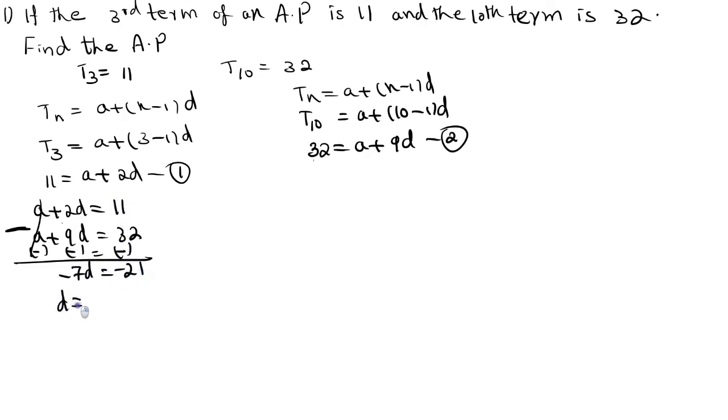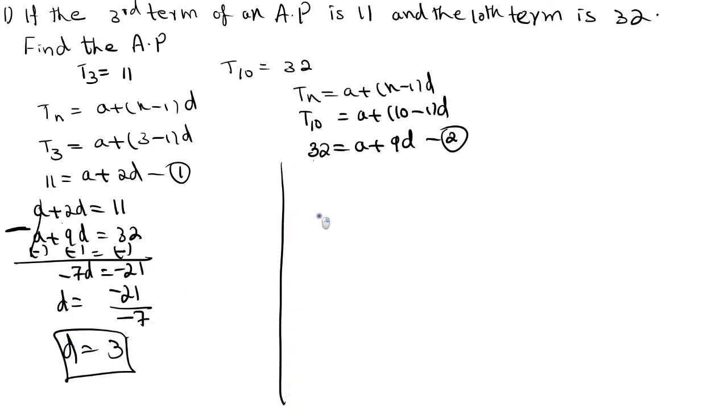What is the d value then? D value is equal to minus 21 by minus 7. So d value, we have 7 threes are 21. So d value is equal to 3. But we need to calculate a value also, right? Substitute in any one equation. A plus 2d is equal to 11. Substitute d value. A plus 2 into 3 is equal to 11. A plus 6 equals 11. This implies a value is equal to 11 minus 6, which is equal to 5.